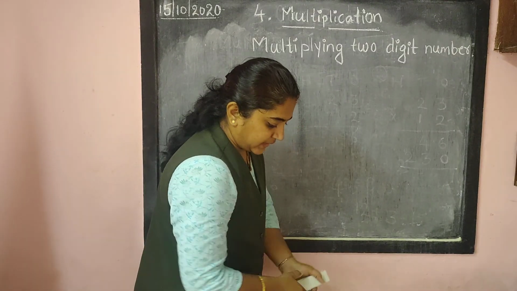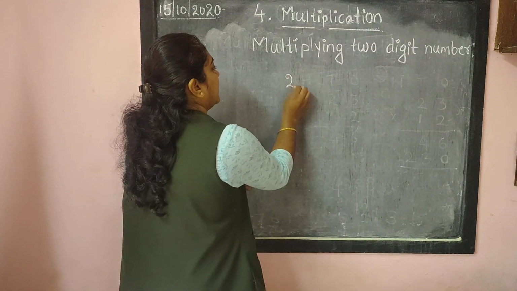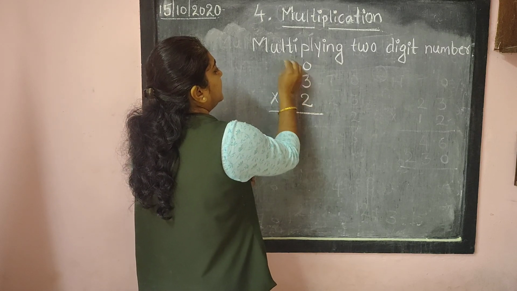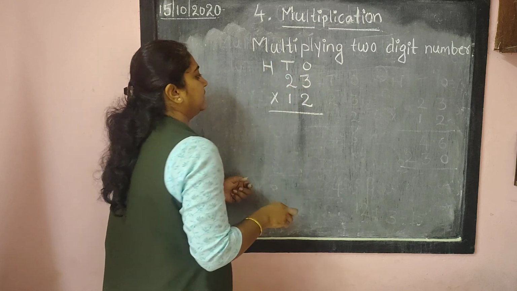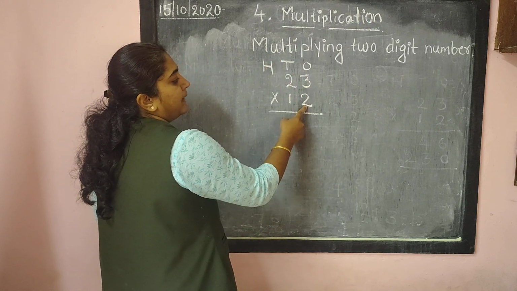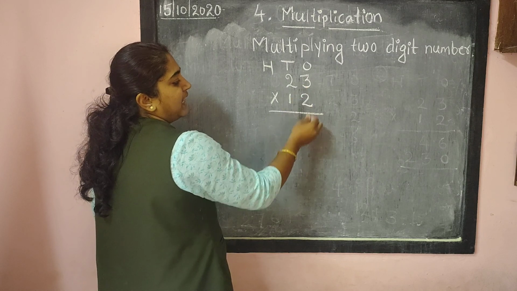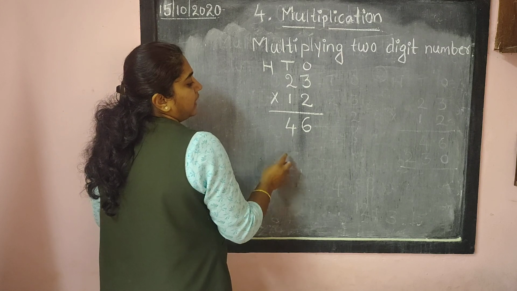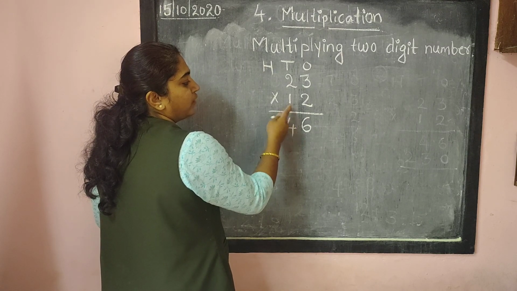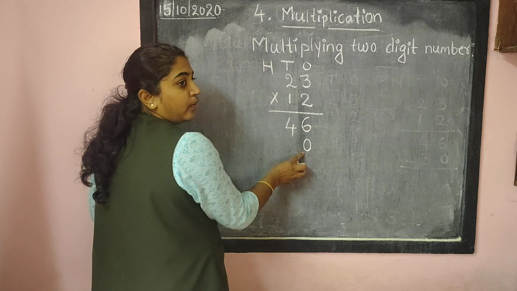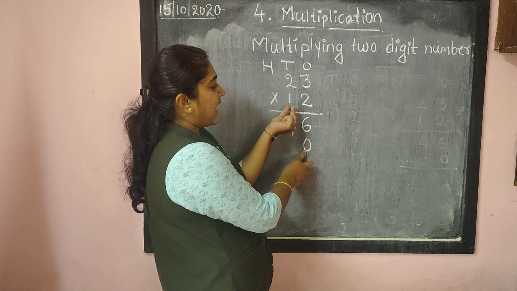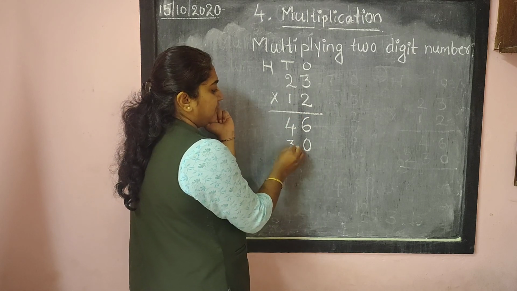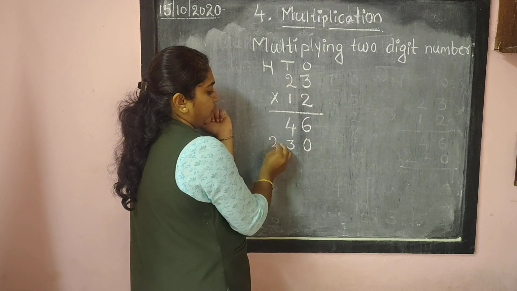Yes, 23 into 12. See, 23 into 12. This is ones, this is tens, this is hundreds place. First you have to multiply 2 with the ones place, that is 2 3s are 6, 2 2s are 4. Next, before starting this number, just simply write 0 over here and multiply, start with the ones place and tens place. 1 3 is 3, 1 2 is 2.